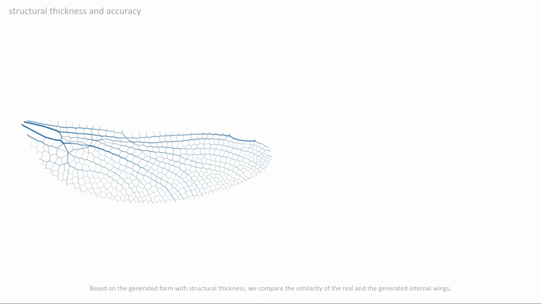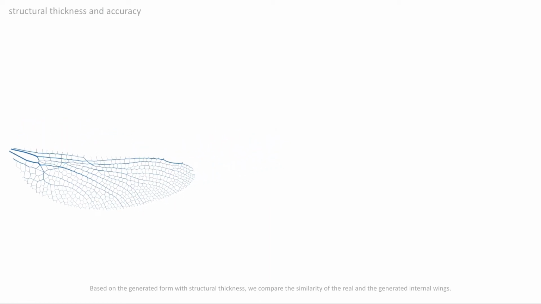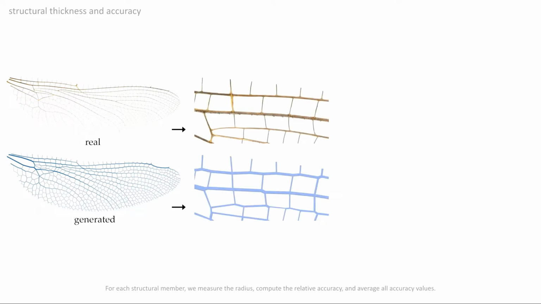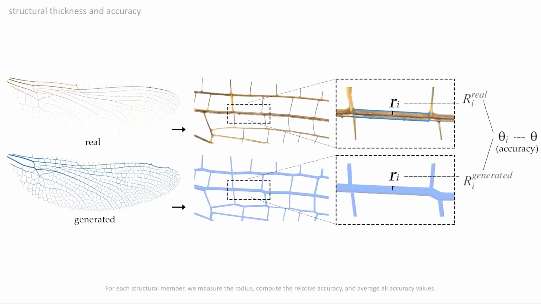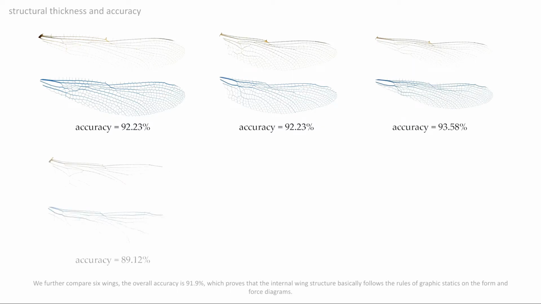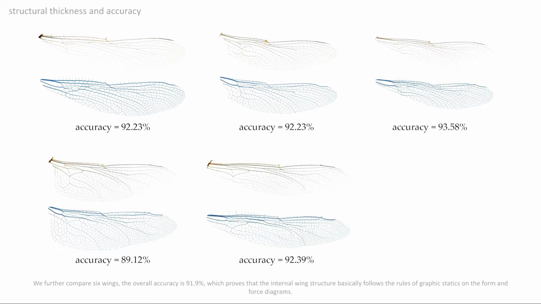Based on the generated form with structural thickness, we compare the similarity of the real and the generated internal wings. For each structural member, we measure the radius, compute the relative accuracy, and average all accuracy values. We further compare 6 wings. The overall accuracy is 91.9%, which proves that the internal wing structure basically follows the rules of graphic statics on the form and force diagrams.